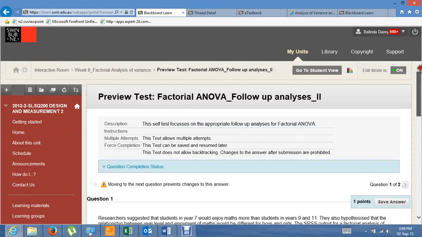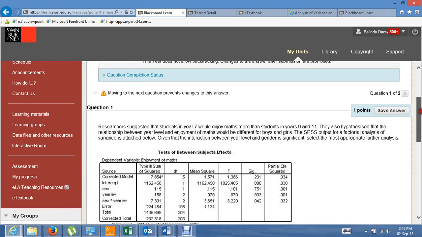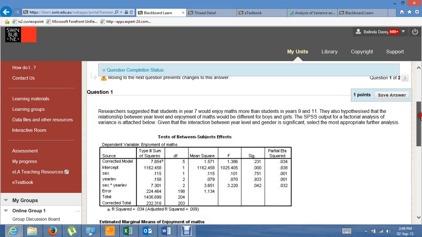So question 1, this is the factorial ANOVA follow-up analysis 2 in week 8 of the interactive room. It's not actually a test, it's a quiz. I shouldn't scare you with that word.